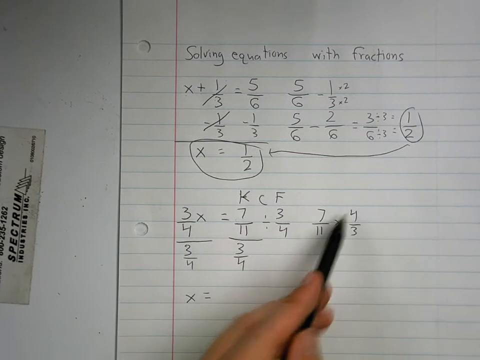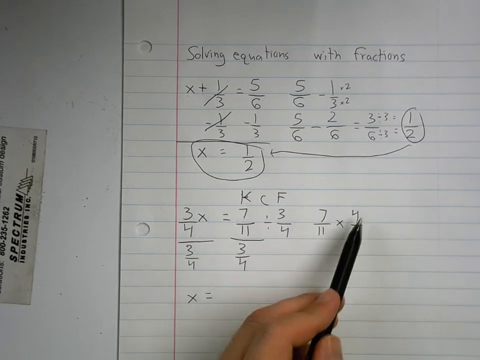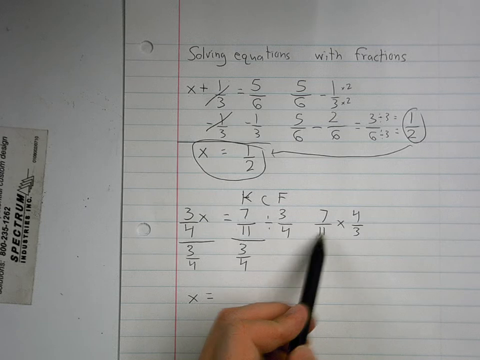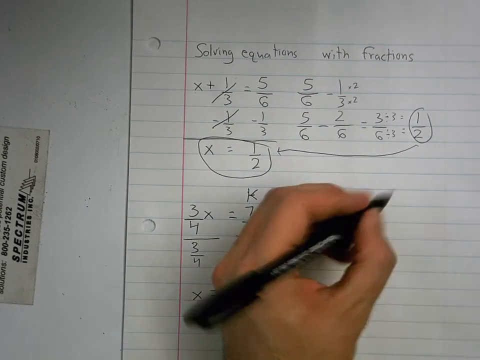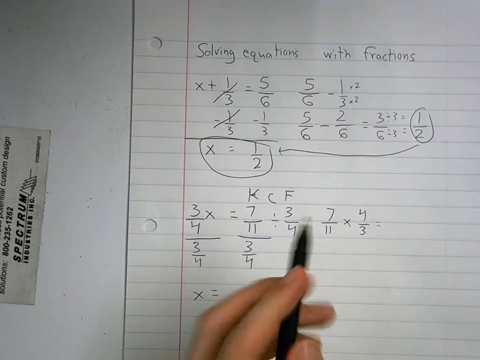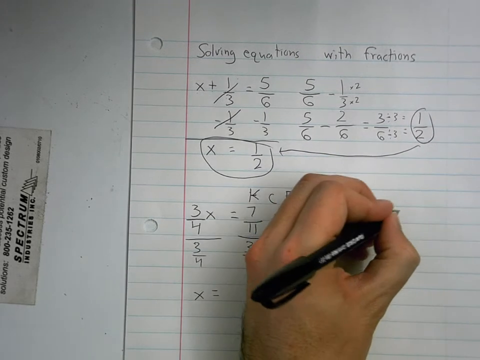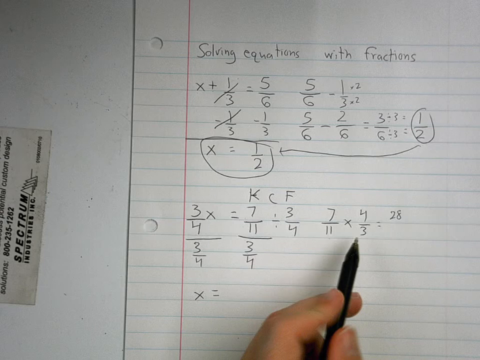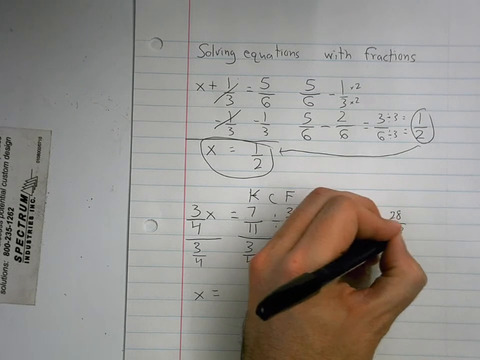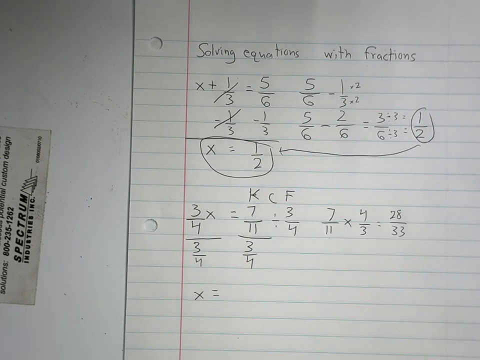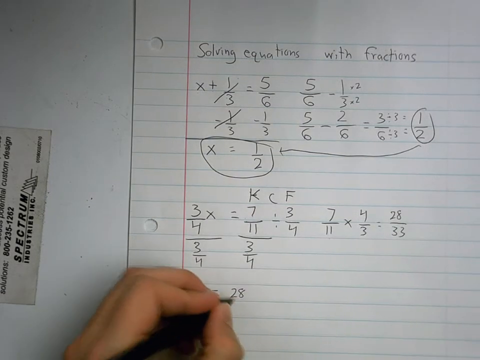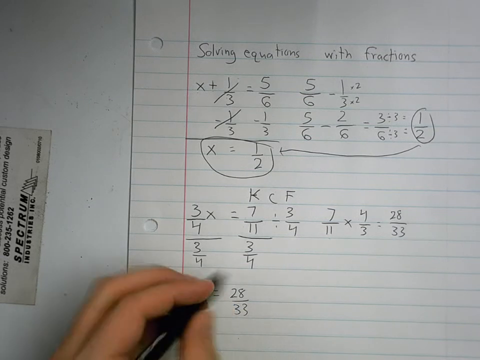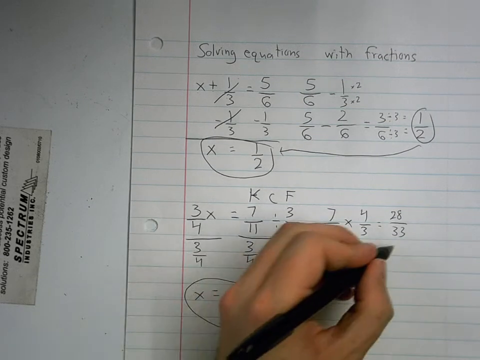Unfortunately, I can't do any cross simplifying. Okay, this is a prime, this is a prime. There's no common factors there. So I just multiply across. 7 times 4 is 28. 11 times 3 is 33. And they don't have any more common factors, so I can't simplify. So x equals 28/33. Okay.